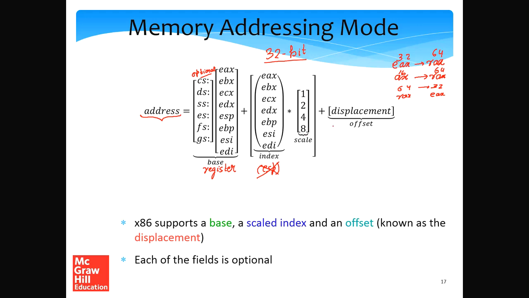And then we can add a displacement. A displacement is an offset, it's a constant. So we can add any displacement that we want. And in the 32-bit instruction set, the displacement's maximum size is limited to 32 bits. So what does x86 do? It supports a base, a scaled index, and an offset. The offset is known as the displacement. And mind you, each of these fields is optional. This is something which has to be kept in mind.